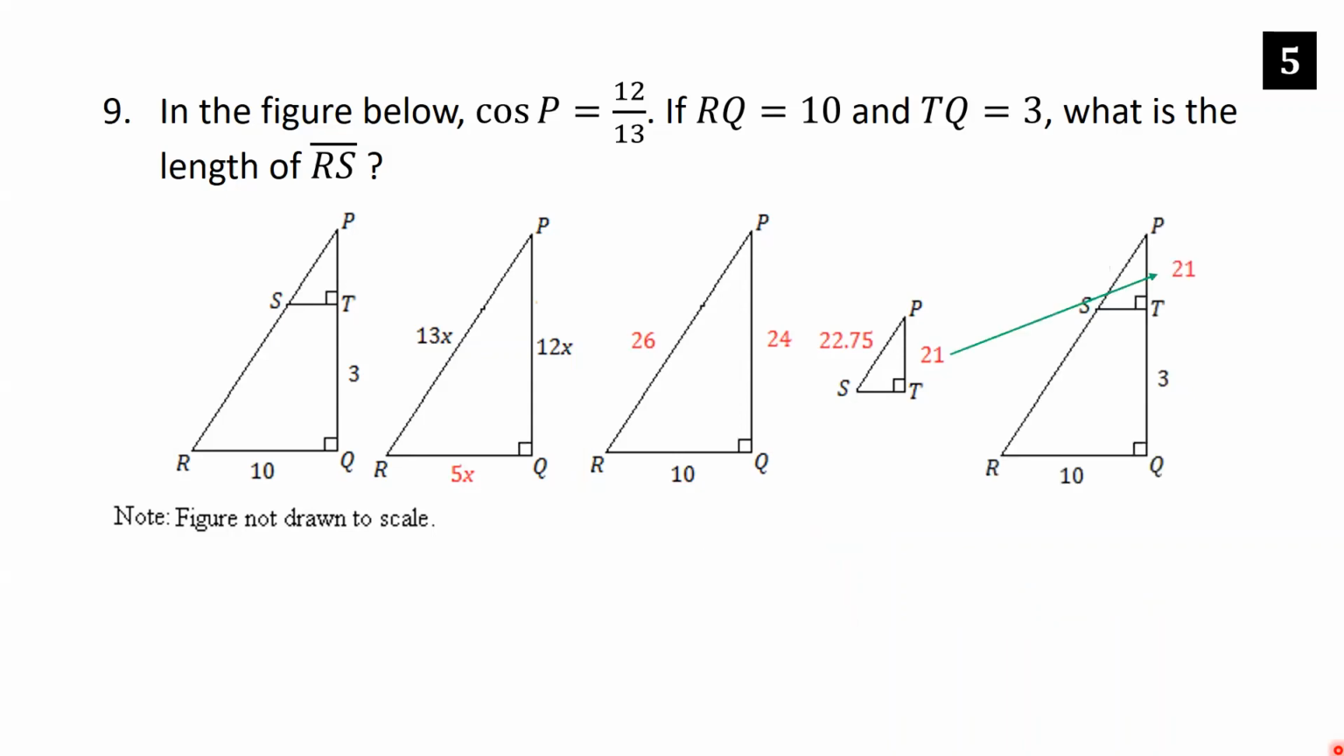Now, just recopying the original triangle, we see that PT is 21 and PS is 22.75. Okay, and now using the fact that PR is 26 and PS is 22.75, we could get RS by subtracting, right? So here RS is equal to PR, the whole thing, minus this little part here. So we get 26 minus 22.75, which is 3.25, and that is the answer.